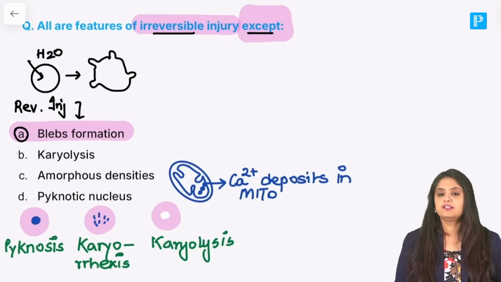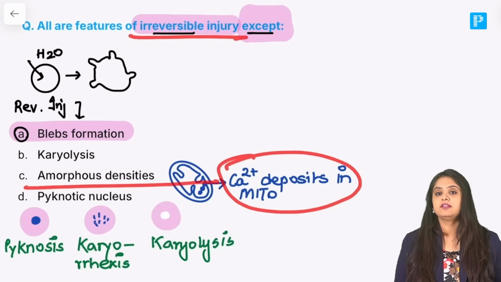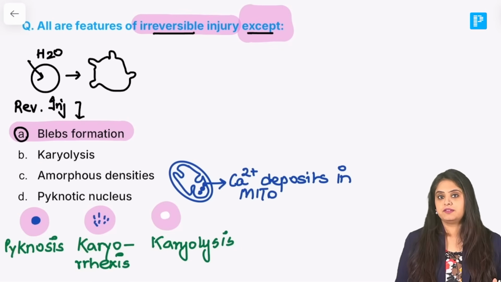Like amorphous densities. You know amorphous densities are what? They are calcium that is getting deposited in the mitochondria. That is seen in irreversible injury. Further, if the nucleus is breaking, like there is pycnosis or karyolysis, anything out of PKK, that is pycnosis, karyorrhexis, karyolysis, that is also irreversible injury.